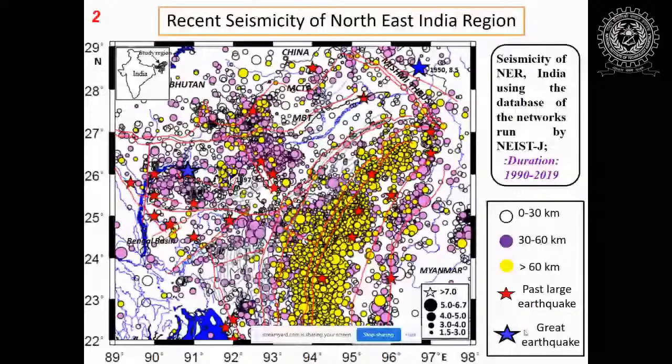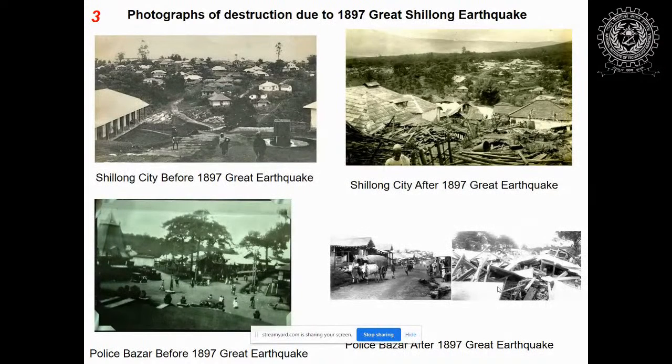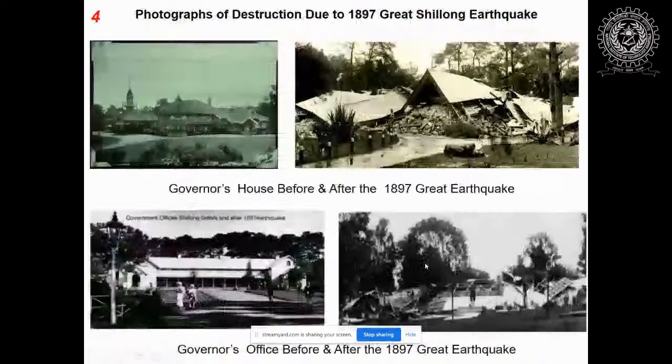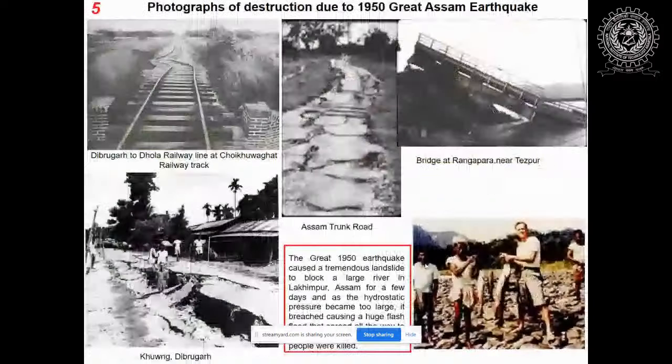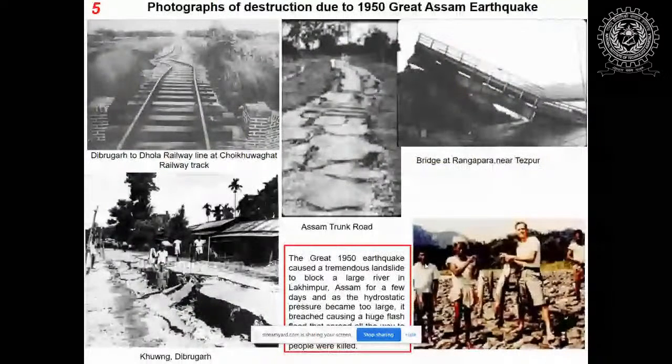These are some photographs of devastation produced by the 1897 great Shillong earthquake. The first figure is the Shillong city before that earthquake, and this one is the city after it, and this is the famous Police Bazaar area before and after the earthquake. These are some more photographs of destruction due to that earthquake, and these are photographs of the 1950 Great Assam earthquake destruction.